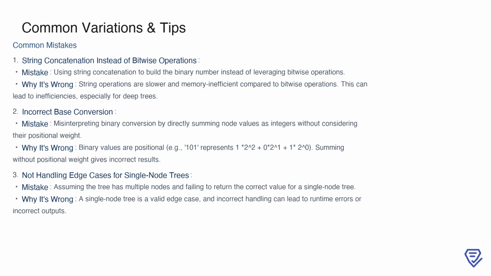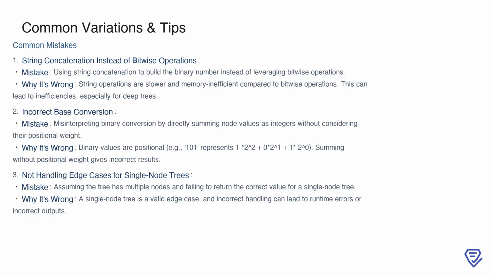When solving this problem, there are several common mistakes to avoid. First, using string concatenation instead of bitwise operations is a frequent error. While it might seem straightforward to build the binary number as a string, this approach is both slower and more memory-intensive, especially for deeper trees. Bitwise operations, on the other hand, are more efficient and directly suited for this type of problem.